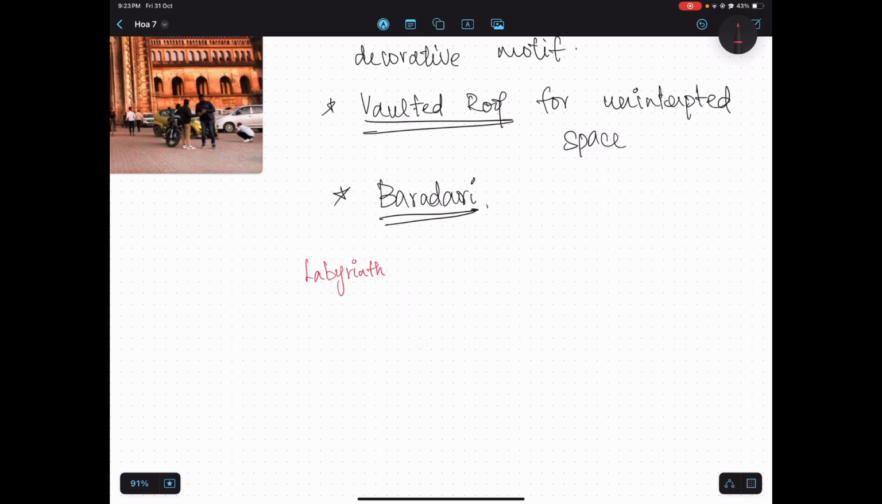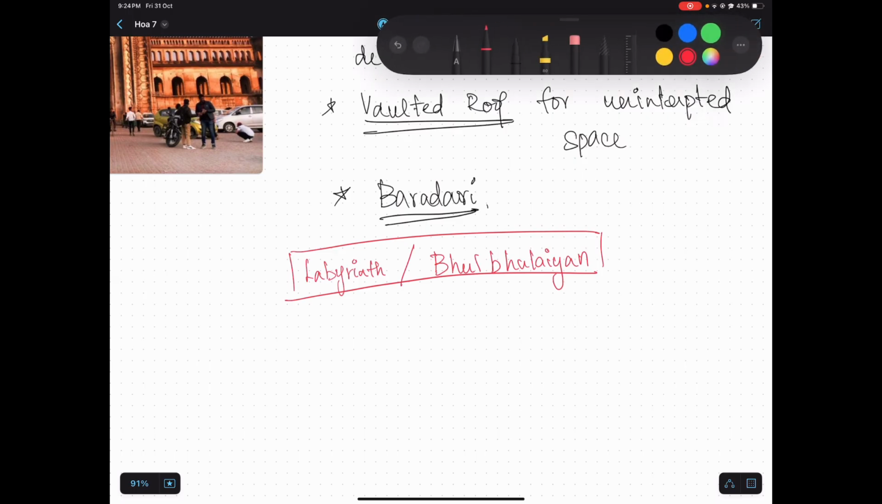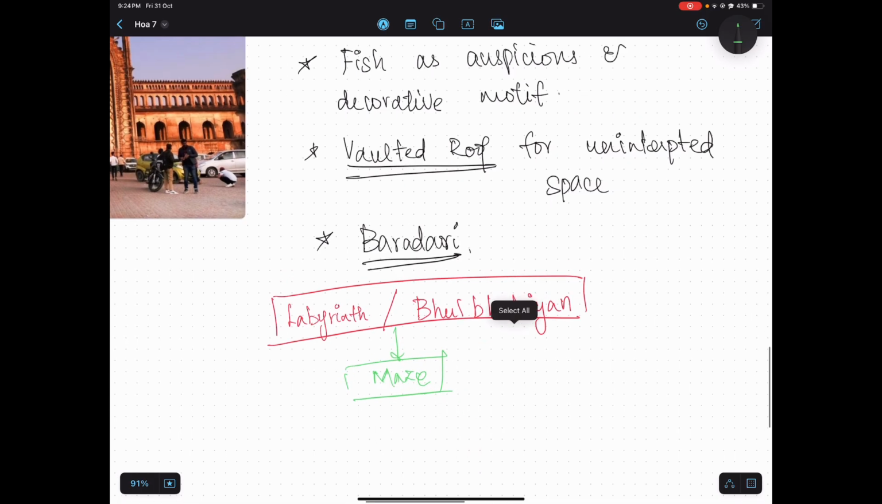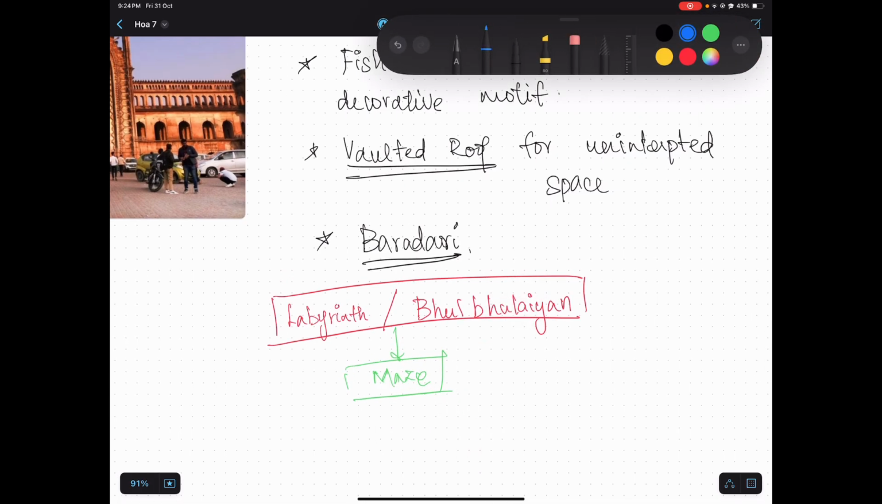Then they had something called a labyrinth, or bhulbhulaiya. A labyrinth, or bhulbhulaiya, is a maze-like structure, and that was famous in Awadhi architecture. This maze, or bhulbhulaiya, was found in the Bara Imambara.